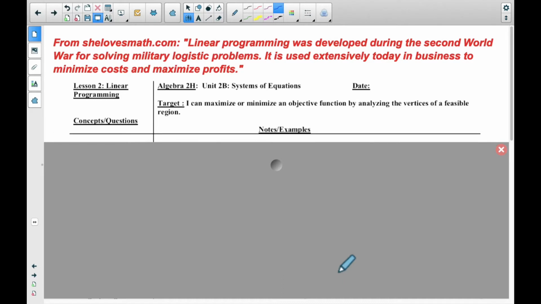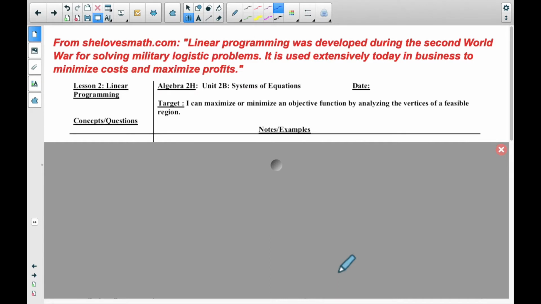And so from that quote you can see it was developed during the Second World War for solving military logistic problems. It is used extensively today in business to minimize costs and maximize profits. So the one reason I really like this is people are always asking me, when do I ever need this? When will I ever need math in my life? This is an example of when you need this.